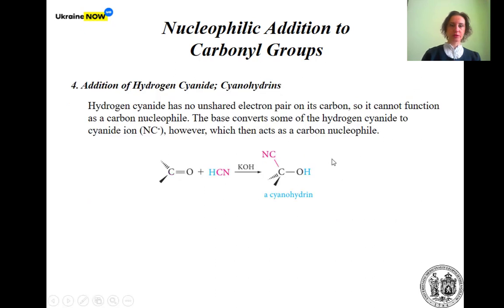Addition of hydrogen cyanide is one more reaction of nucleophilic addition. As a result of this reaction, we obtain a cyano group added to the carbon atom and a new OH group. As you see, the hydrocarbon chain is one carbon longer, and this is a convenient method when we need to make the hydrocarbon chain longer. This method can be used the same way for carbohydrate synthesis.